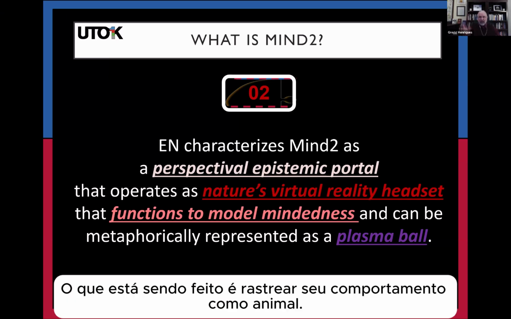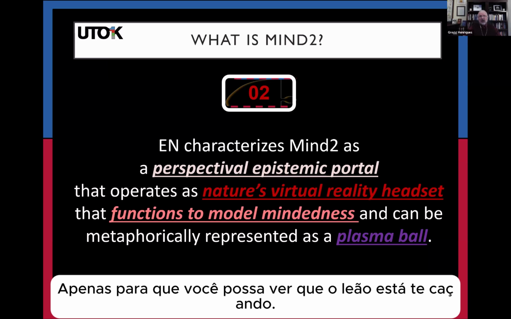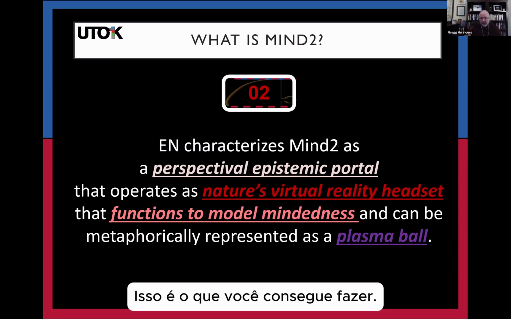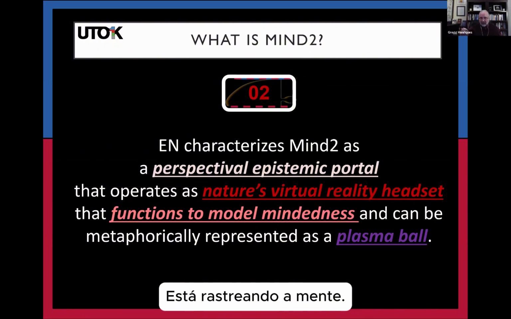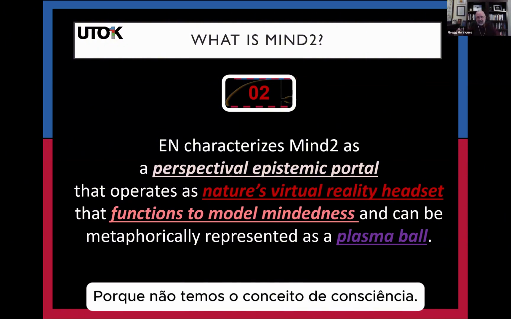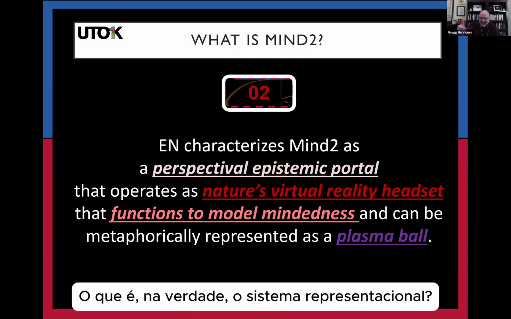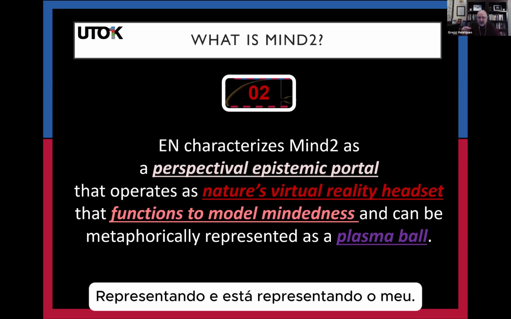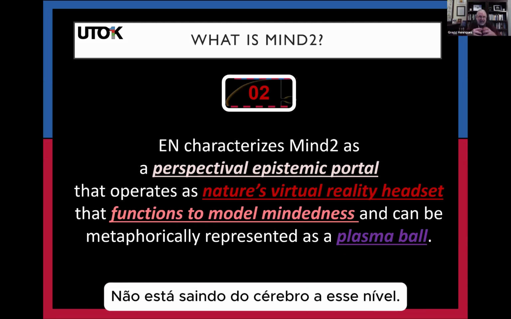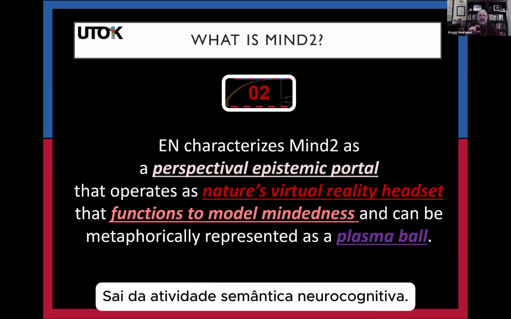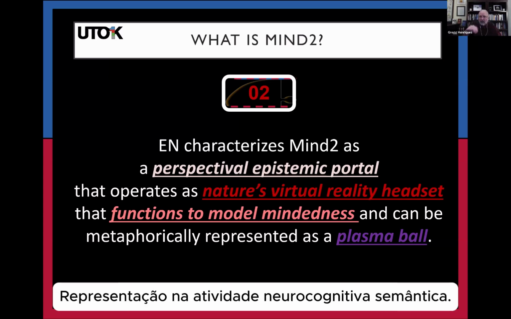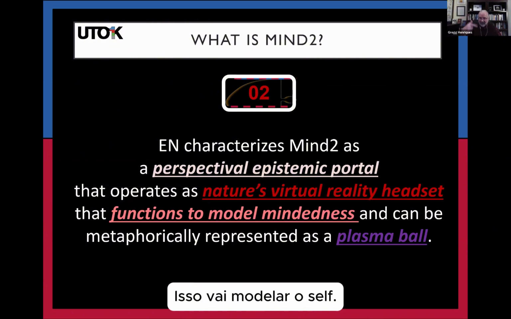What it is doing is tracking your behavior as an animal as a whole, so you can see that lion is hunting you. That's what you're capable of doing. It's tracking mindedness. And because we haven't had the concept of mindedness, we haven't really been able to nail what the representational system is actually representing. And it's representing mind. And how does it come out of it? It's not coming out of the brain at that level. It's coming out of the neurocognitive semantic activity.